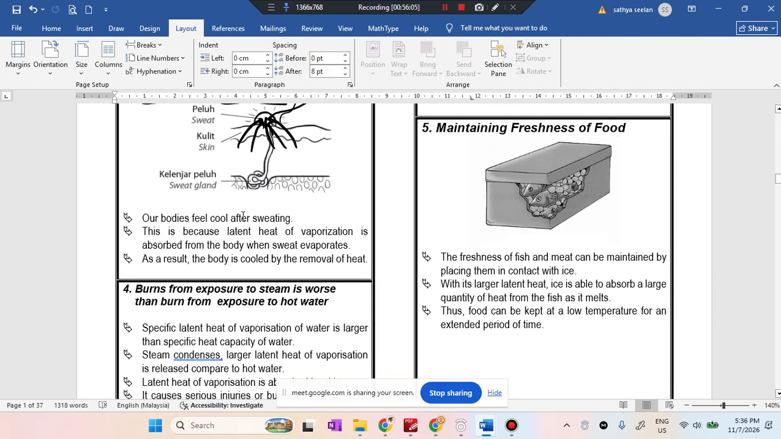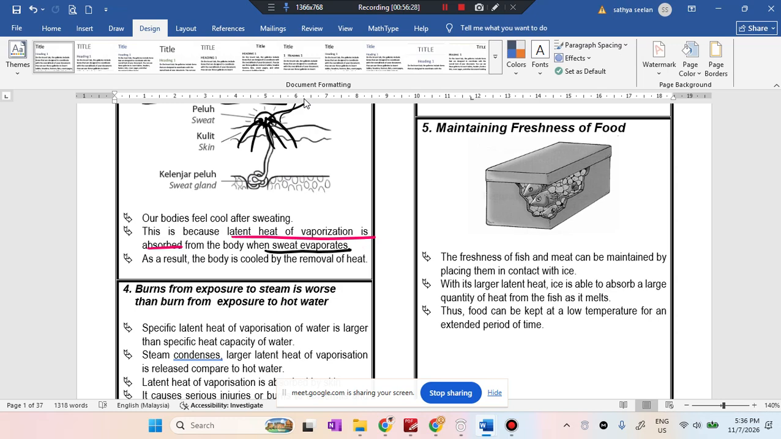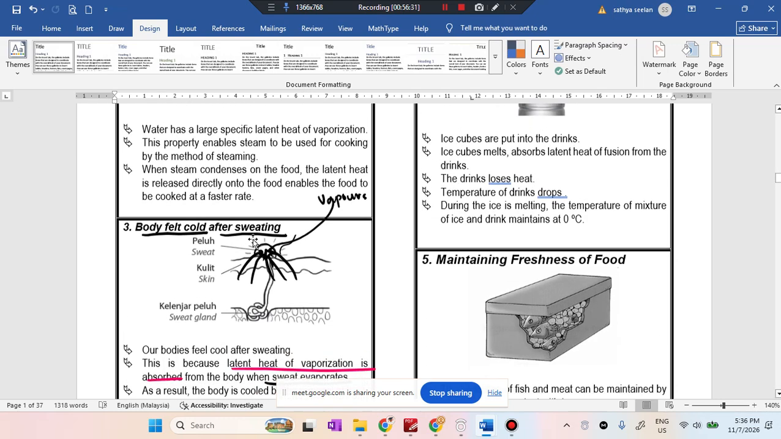Simple explanation. So this is because the latent heat of vaporization is absorbed from the body when the sweat evaporates. Okay? Latent heat of vaporization is absorbed. Itu yang keyword dia. Okay, when the sweat evaporates, so as a result, body is cooled by the removal of heat.